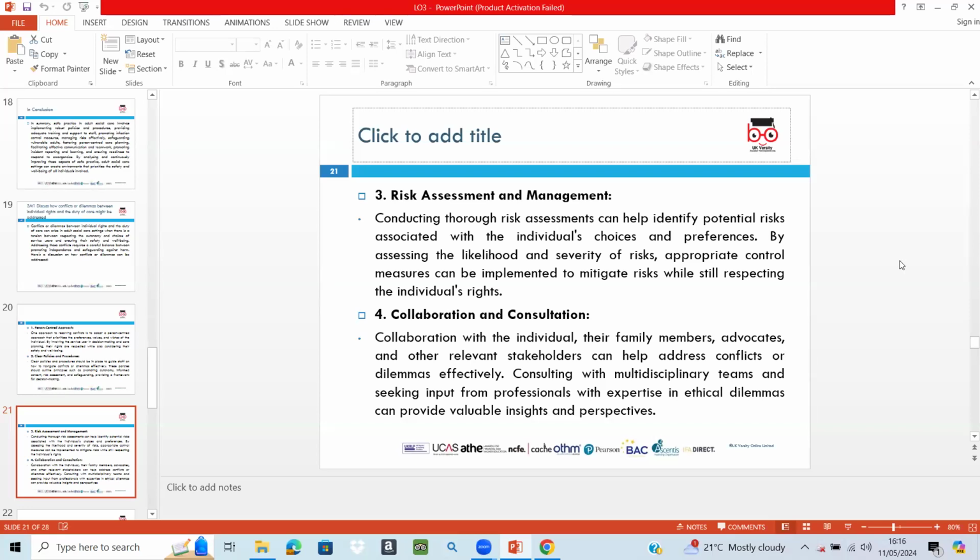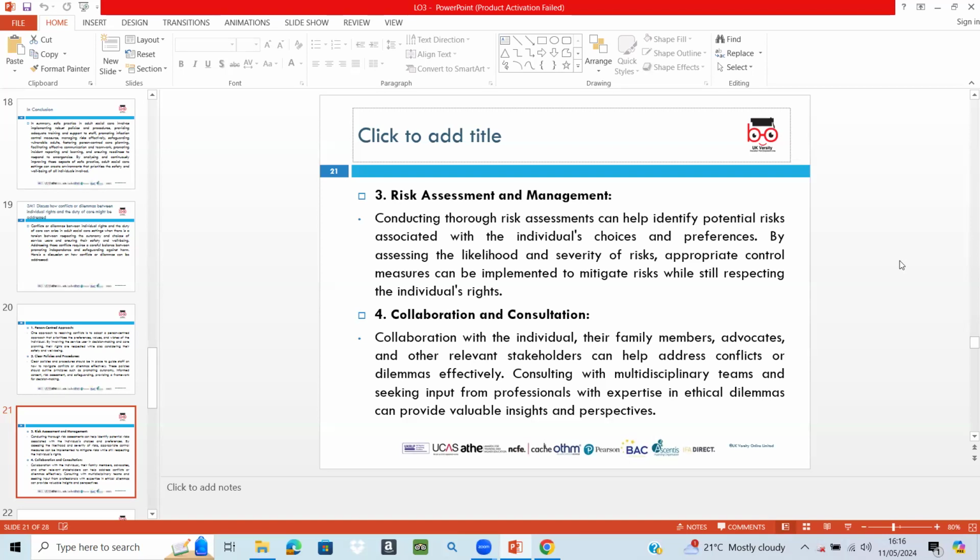If we think of an example, suppose a service user expresses a desire to engage in a risky recreational activity that concerns their family members and staff. What we can do is collaboratively discuss the activity with the service user, their family, and a multidisciplinary team. It will allow for a comprehensive assessment of the potential risks and benefits. Through this consultation process, any alternative option or safety measure can be explored to address concerns while supporting the individual's autonomy and preferences.